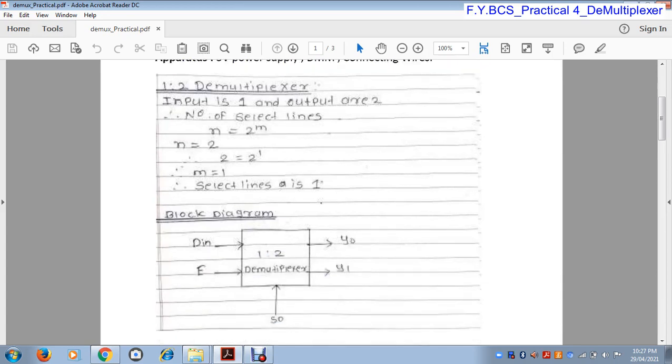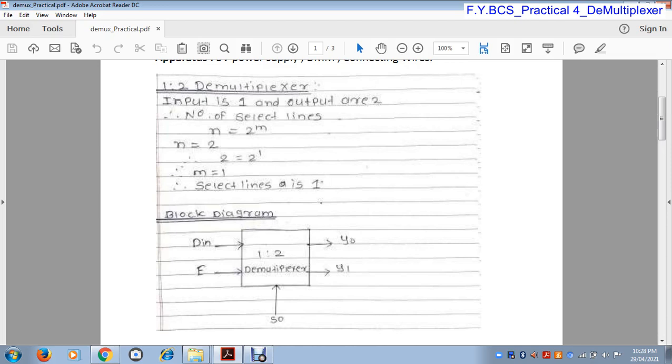Now our first demultiplexer is the 1:2 demultiplexer. A 1:2 demultiplexer has only one input and two outputs. This number represents the input and this number represents the output. So there is only one input and multiple outputs.